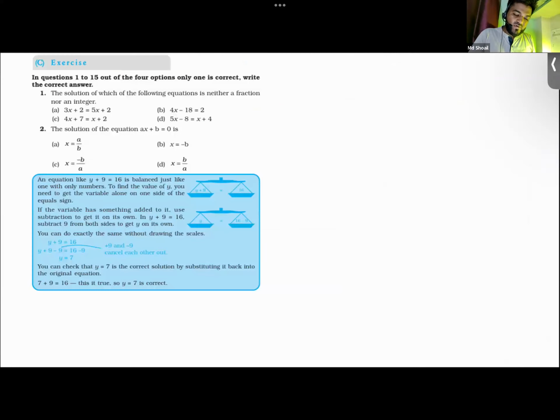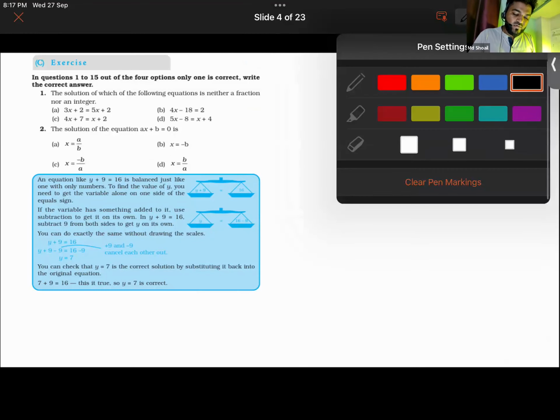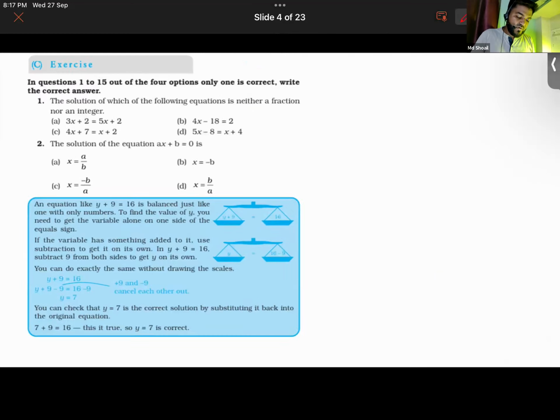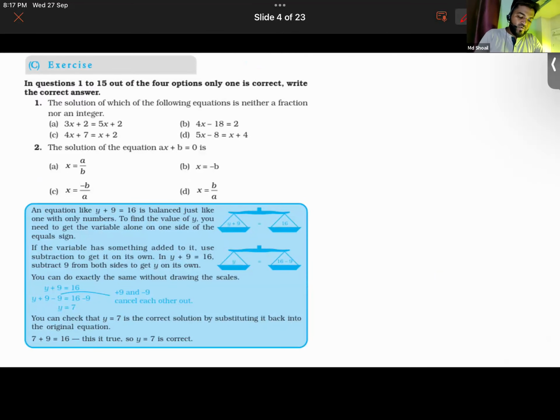Okay, with having solved some basic questions, let's move on to the good questions. Question number 1 to 15. Out of the 4 options, only one is correct here. Write the correct answer. Question number 1 says that the solution of which of the following equations is neither a fraction nor an integer. Very interesting question here. 4 options are given here. The solution should not be in the form of a upon b, and neither should it be an integer.